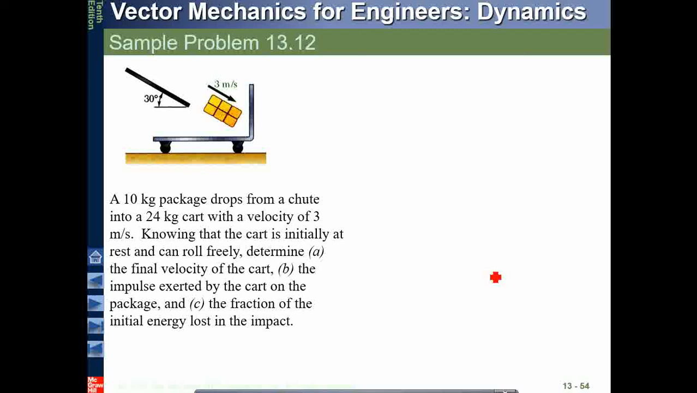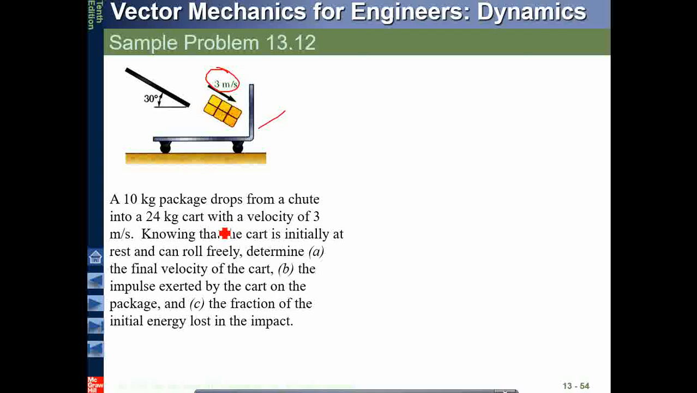Now we can solve another problem. It's a very interesting problem in which momentum transfer actually takes place. What happens in this? This is a cart, and a package is dropped on this cart at a velocity of 3 meters per second.